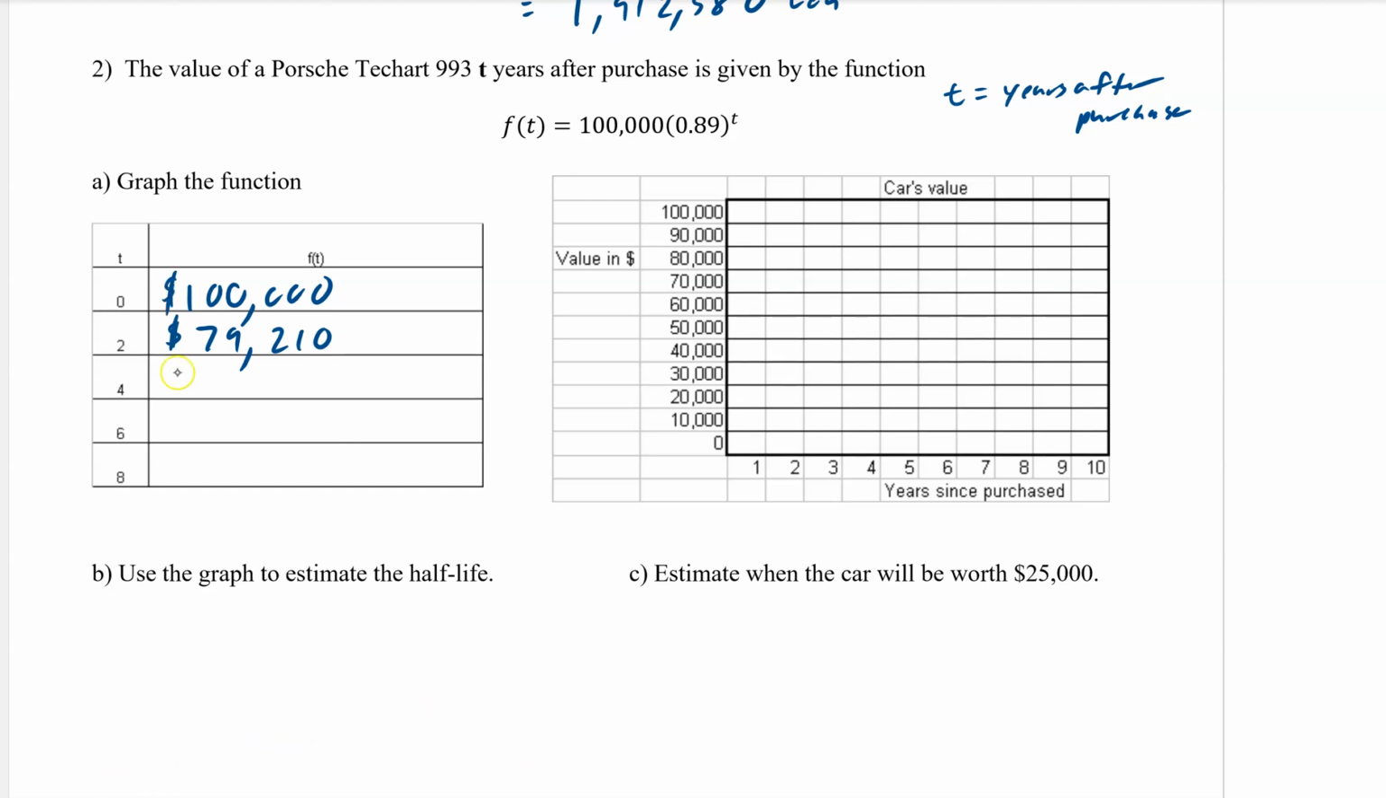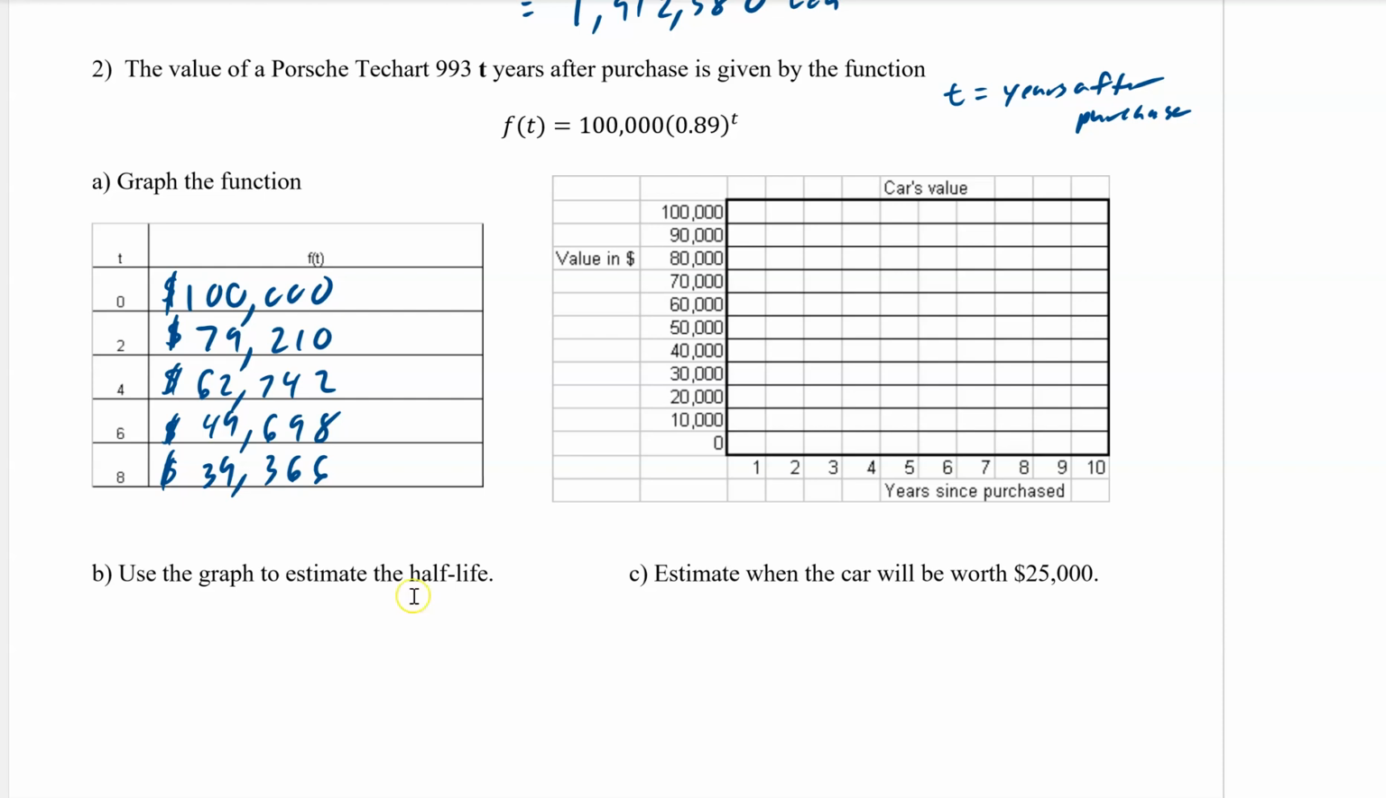So you're going to copy them all over. So that would be 62,742, 49,698, and then for 8 it was 39,366. So you can see our change in table for our t was a difference of 2, and so it's increased by 2, and you can see our values going down. Now you just need to plot them and get a nice rough sketch.